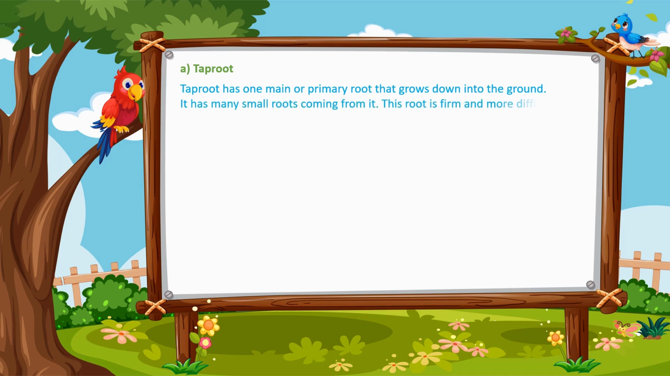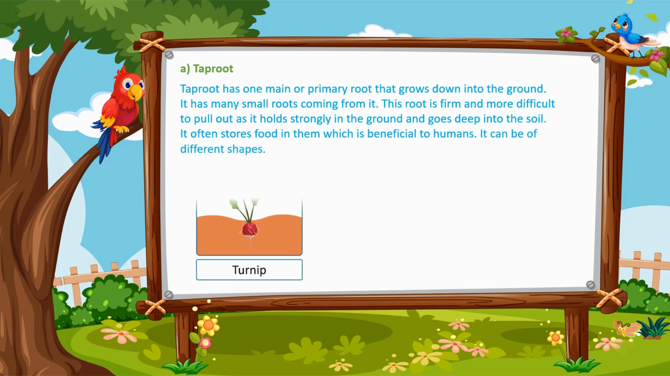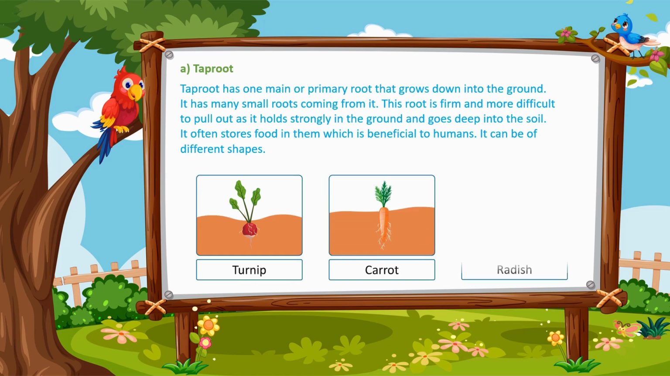This root is firm and more difficult to pull out as it holds strongly in the ground and goes deep into the soil. It often stores food in them, which is beneficial to humans. It can be of different shapes. Turnip, carrot, radish.